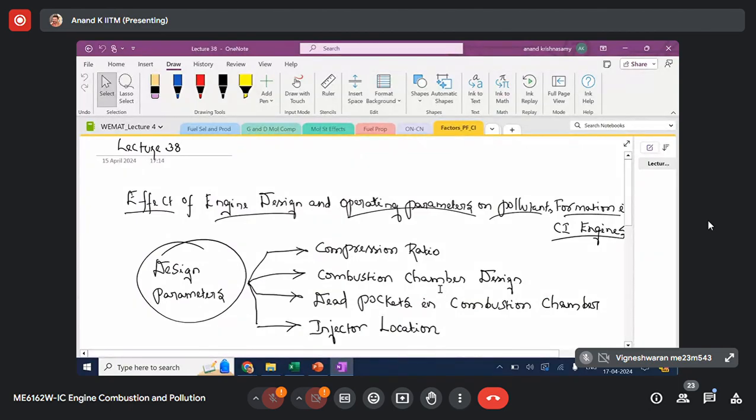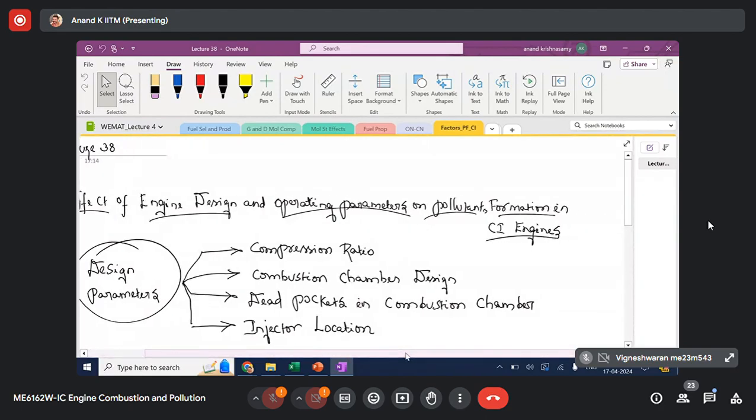Okay, so I will get started with this topic and continue it in the next class. Next we are going to look at the same design and operating variables, here for the CI engine. The variables may be different or may be the same, but the effect on the engine is different, right?